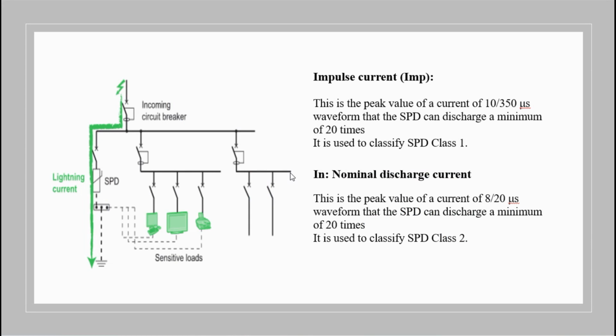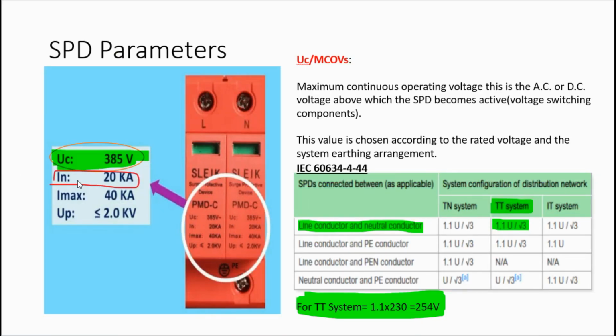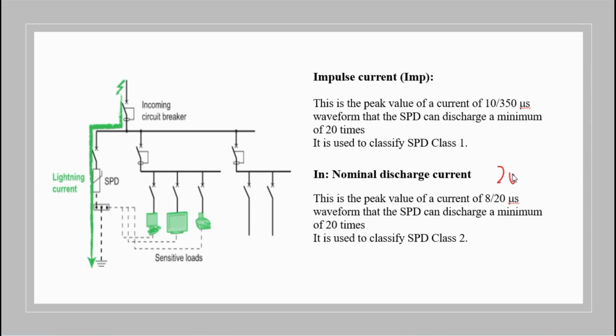If it is mentioned here that IN is 20 kiloamps, what does it mean? It means it's a peak value of current having a waveform of 8/20 µs. At this amplitude, the current waveform of 8/20 µs will come, and the SPD should suppress this discharge current at least 20 times during its life cycle. It's a nominal discharge current.